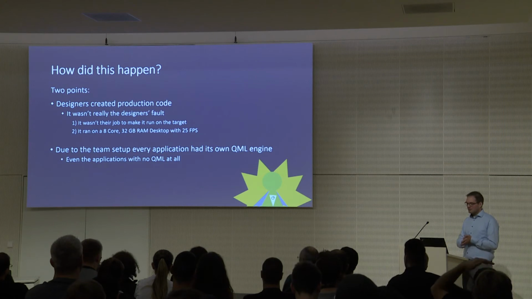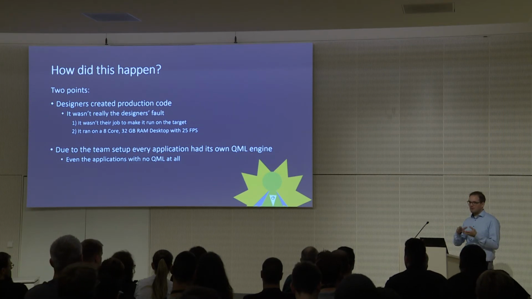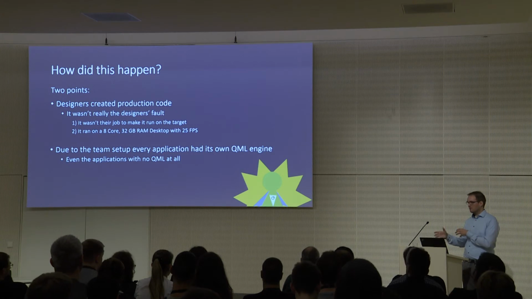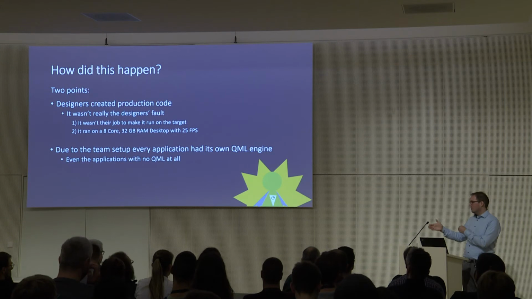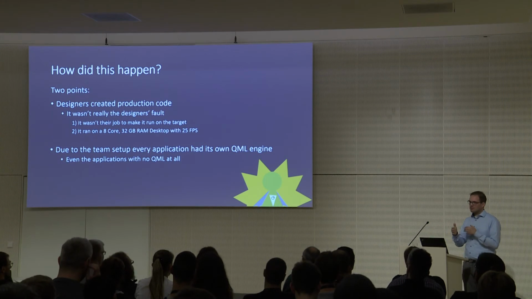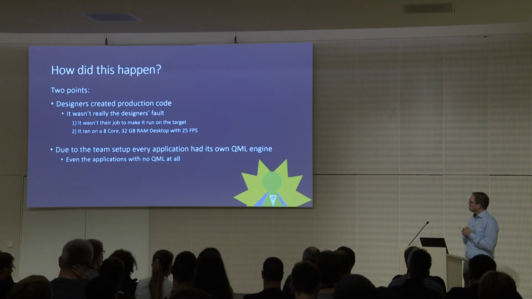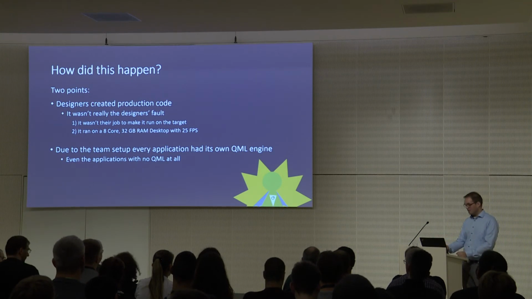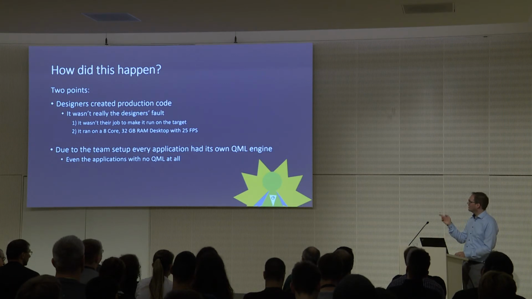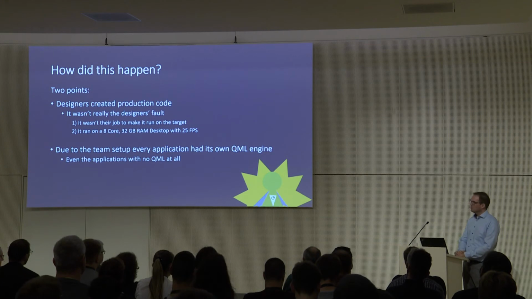And the other thing was due to this really distributed setup, the developers were not using one code system. Every team had their own, they did not even use Git. So they were not sharing their code. Only the management talked to each other. And so everyone actually had their own QML engine, always. And even the applications that didn't have any QML were starting a QML engine because it was in the rulebook to use this kind of base code.